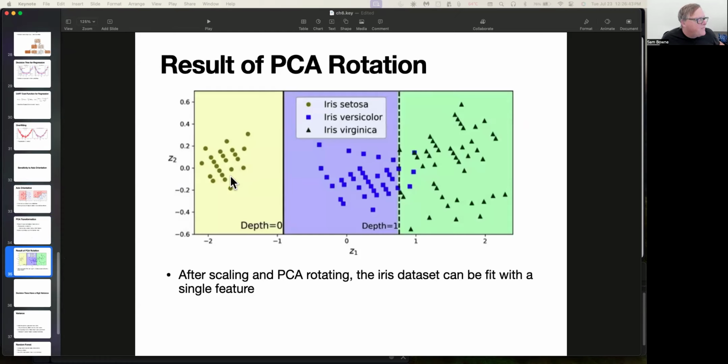You're able to rotate the problem so that all these vertical lines are good at separating it. And all you need is a single feature now. This combined feature Z1, which combines both width and length of the petal, is something where that one parameter does a pretty good job at separating all the categories.